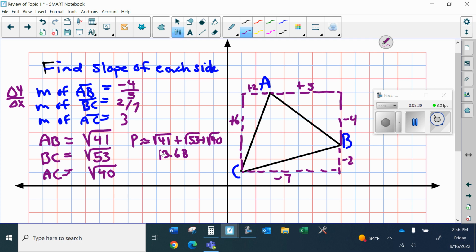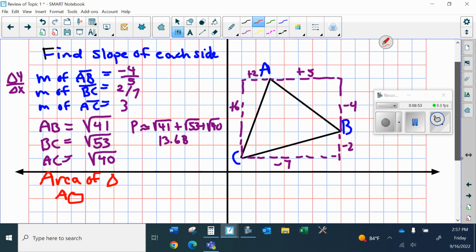Okay, and the last piece they're going to ask you is to find the area of that triangle. Of course, we did this in the last lesson of the unit, where we have our rectangle drawn around it, which is already there. We find the area of that rectangle, and then subtract. So the area of the rectangle is 6 times 7, which is 42.